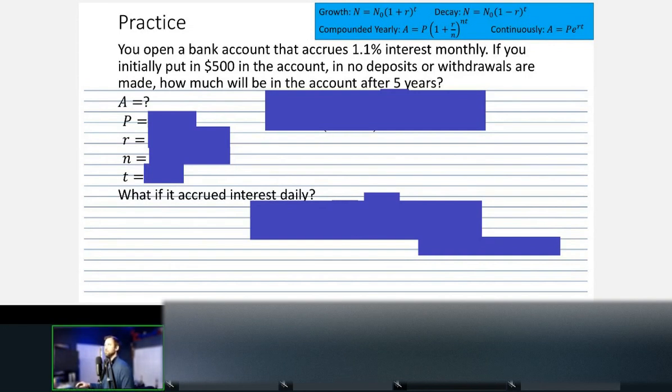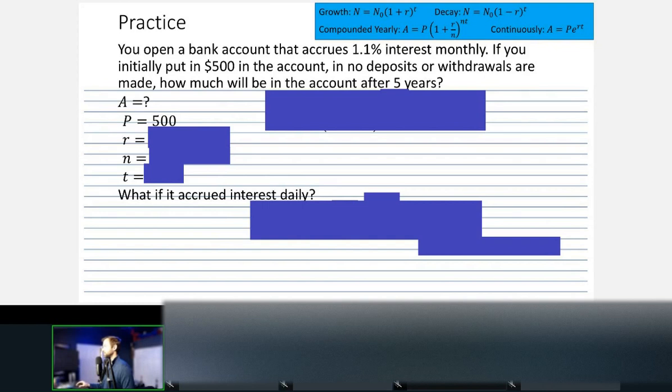What is our P value? It wasn't a trick question. Well, yes, I did it on purpose to see who I would trick. Yes, 500. All right, what is R? Make sure you convert to decimal. Convert it to decimal. It's in a percent.